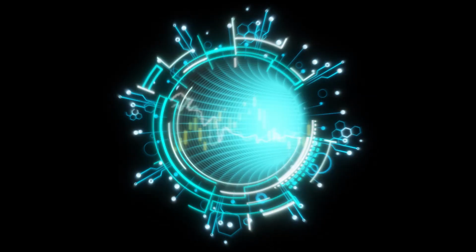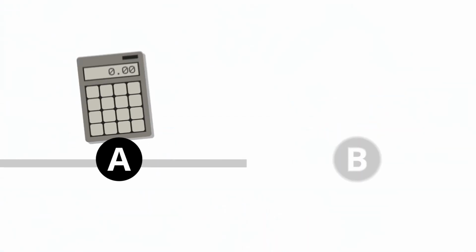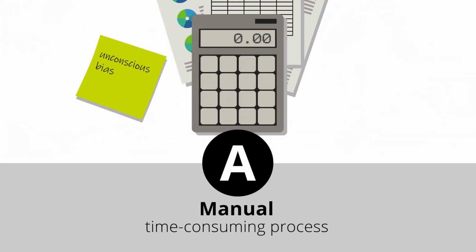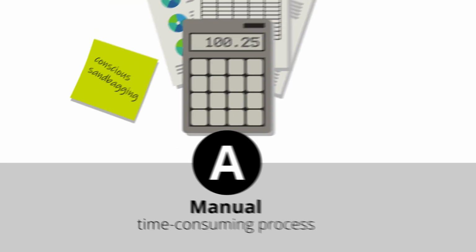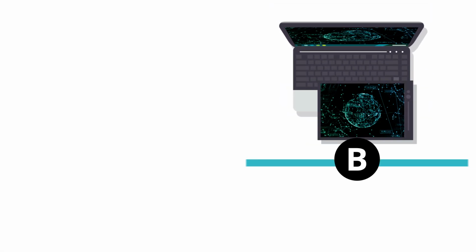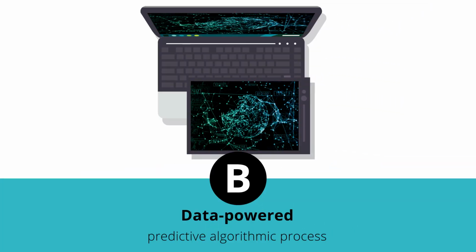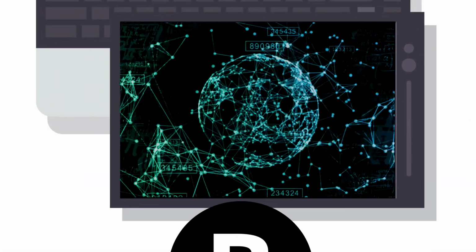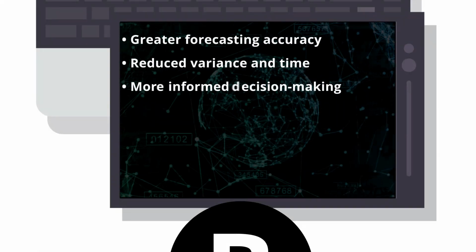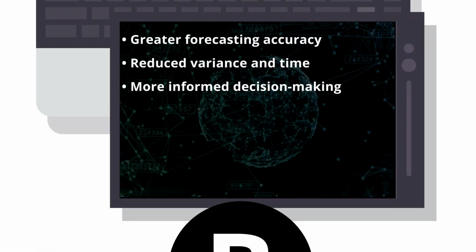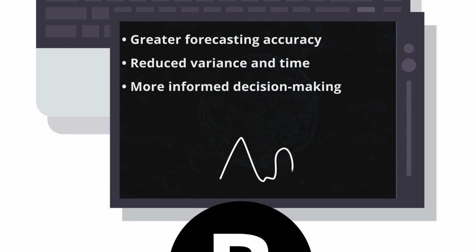How do you forecast the future of your business? With mostly manual and time-consuming processes that involve gathering, compiling, and manipulating data, often within spreadsheets, or with a process that leverages data-powered predictive algorithms? We call option B algorithmic forecasting, which when combined with human intelligence can help you get more value from your planning, budgeting, and forecasting efforts.